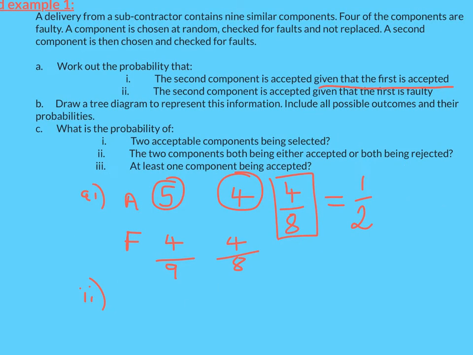Likewise, we know that the first is faulty for the next one, so we had 5 and 4. We've now only got 3 faulty left and still 5 acceptable, so for us to have acceptable the second time, it's 5/8, which I cannot simplify. Now it's actually a lot more efficient to write this as a tree diagram because we can do everything at once. Unfortunately, part B, that is actually what we're being asked to do. So let's have a go at that.